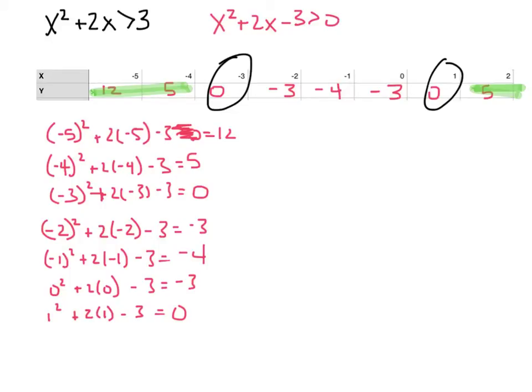Now, I can't just start at negative 4. I have to start at negative 3 because even though negative 3 is not included, negative 3.1 is, and negative 3.5. So my inequality will say, it's all of the x's less than negative 3, or all of the x's greater than 1.